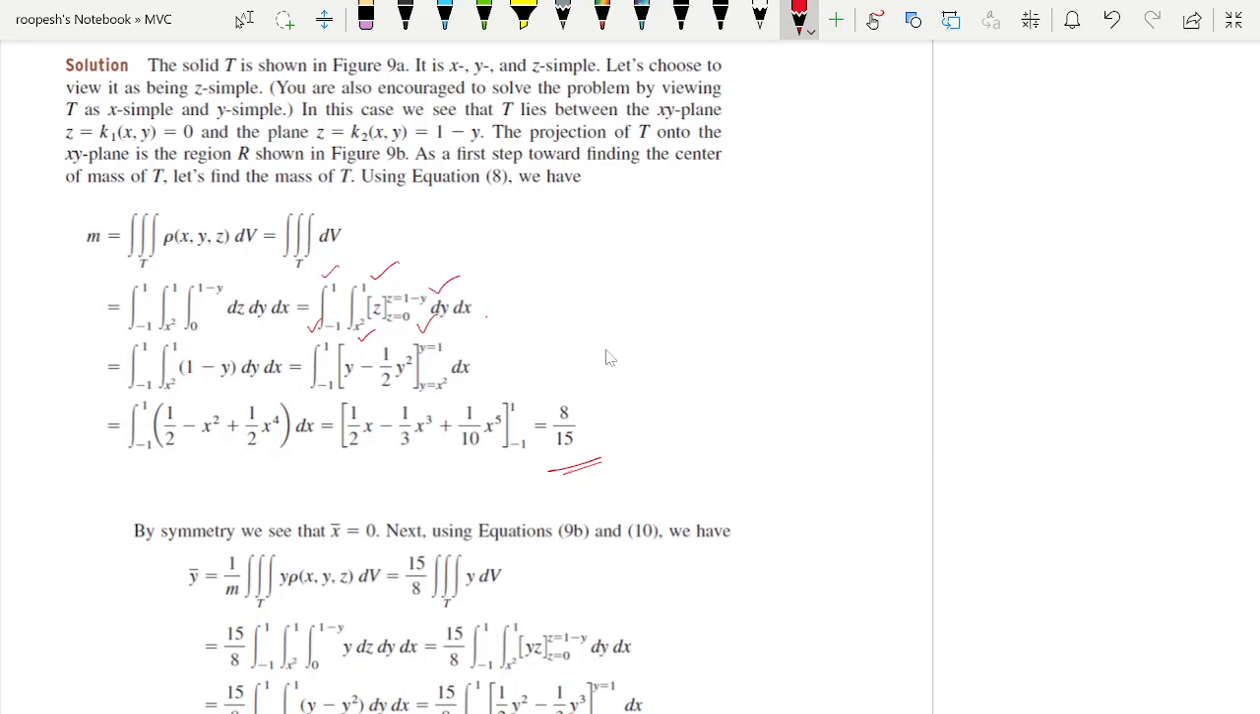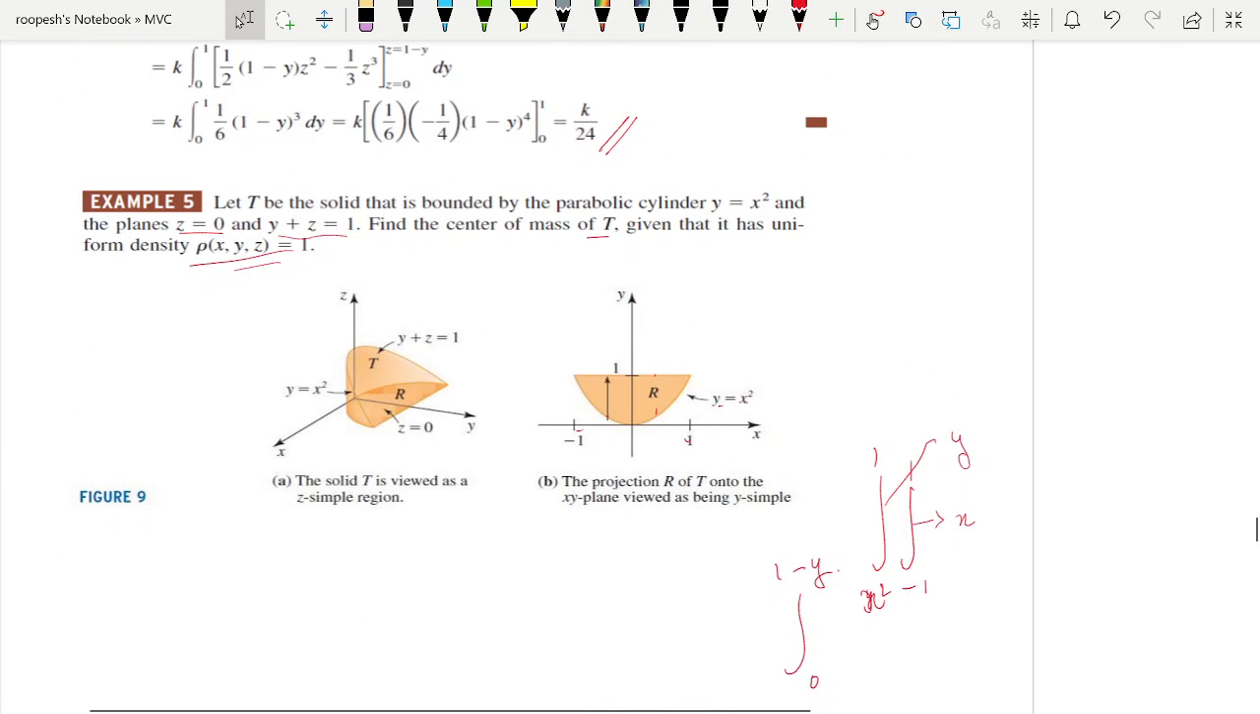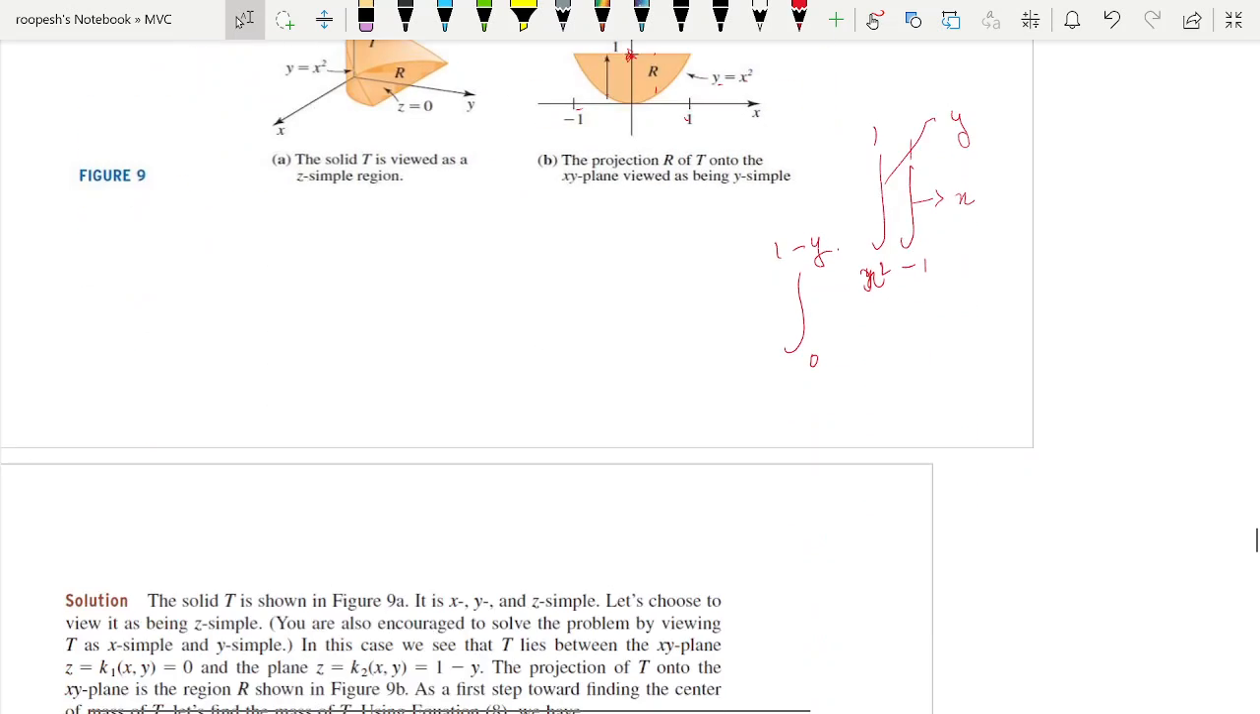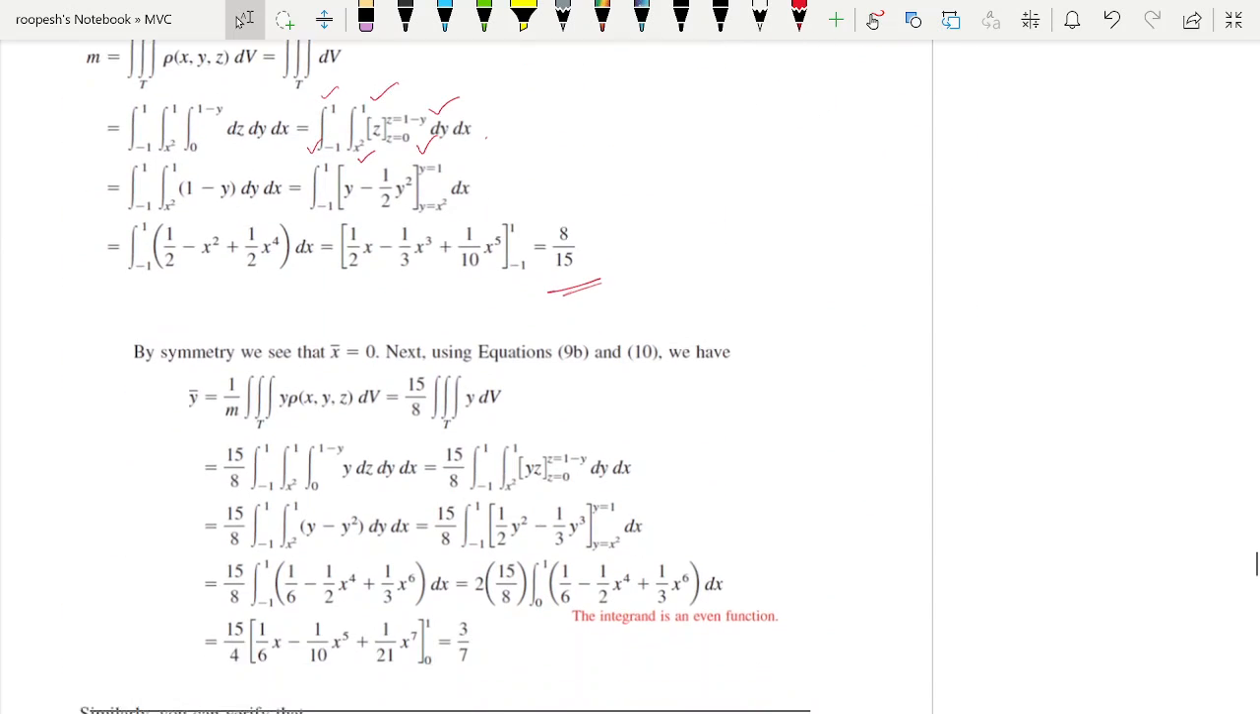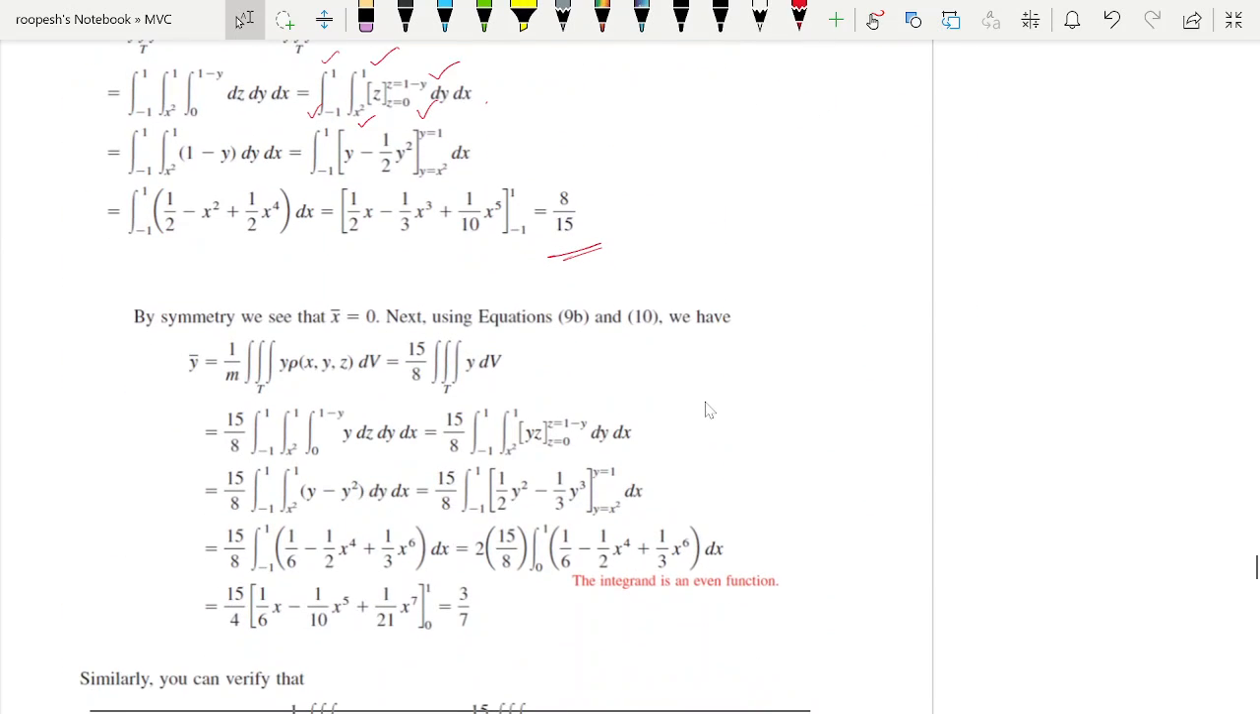Now by symmetry we have seen that x bar equals 0, because x is symmetric, so x bar will lie somewhere here only. So its x coordinate should be 0. Now we want to find the y coordinate. So y bar equals 1 by m into Mxz, right?